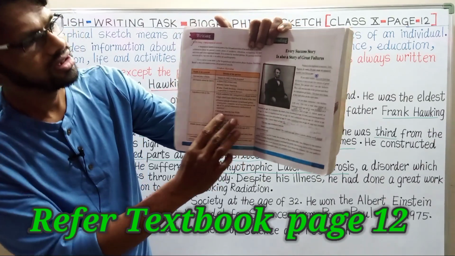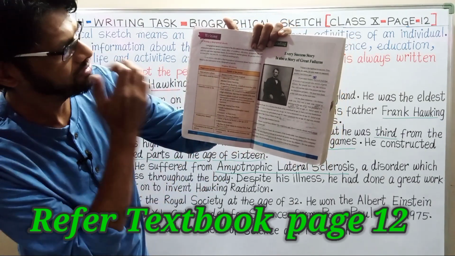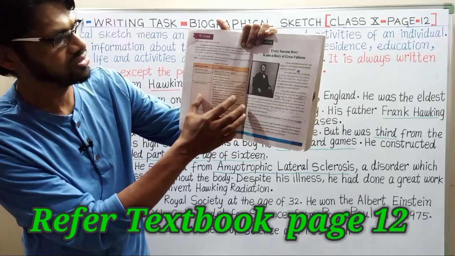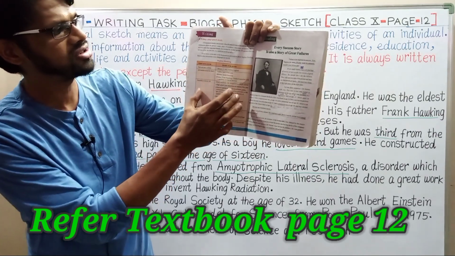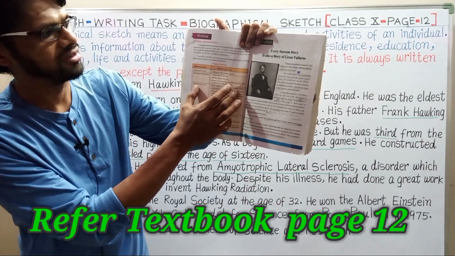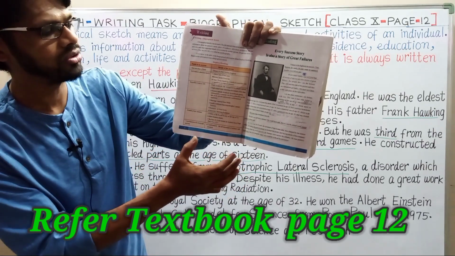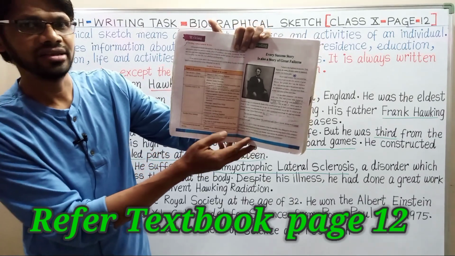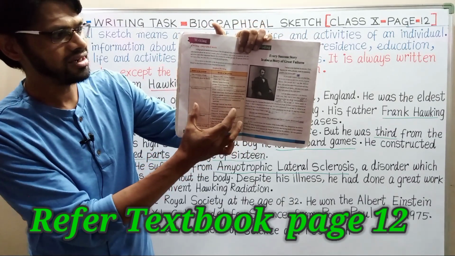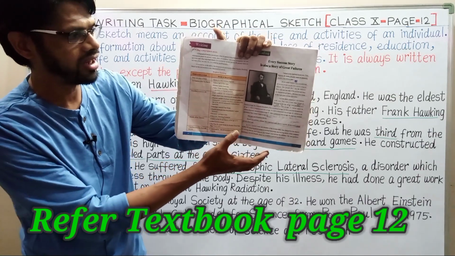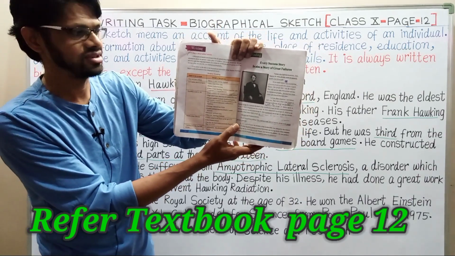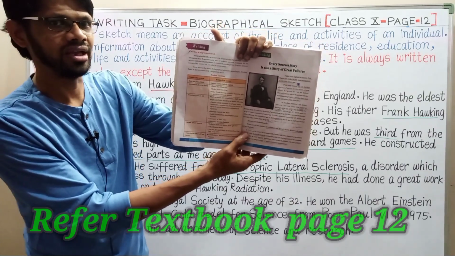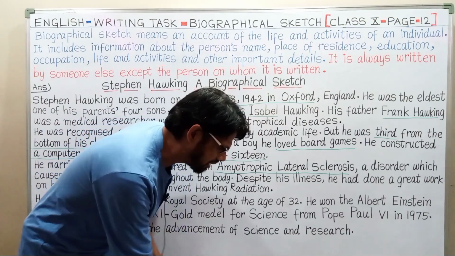Here you can read some information is given: points to be covered, details of the person. So in this table, information about the person is given in the form of a table. What we have to do is read and understand this information, and at last we have to write a biographical sketch. You can refer to page number 12. Okay, so now how to write a biographical sketch?